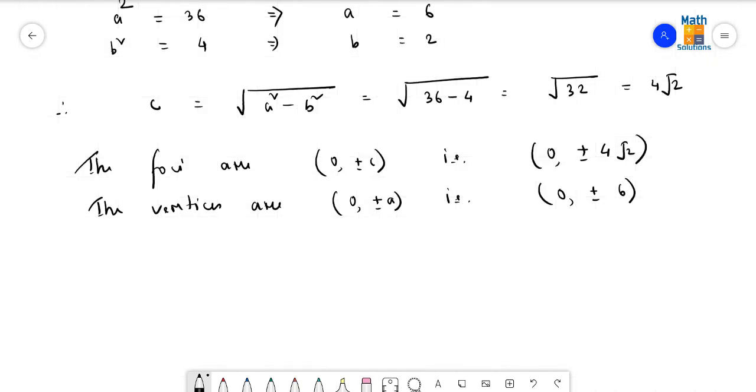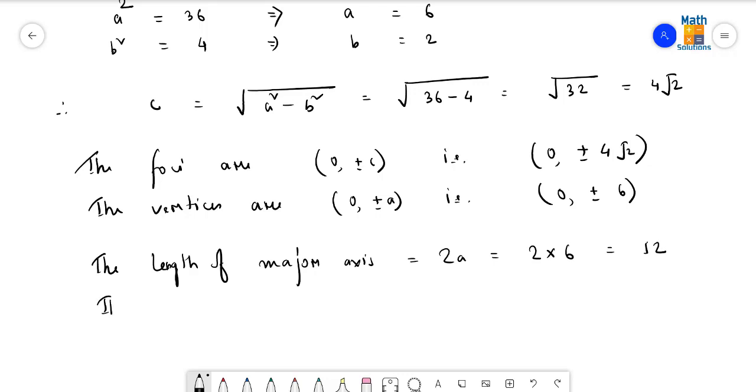Then the length of major axis is equal to twice a, 2 into 6, so the result comes as 12. Then the length of minor axis will be equal to twice b, the result will come as 2 into 2, it will be 4.